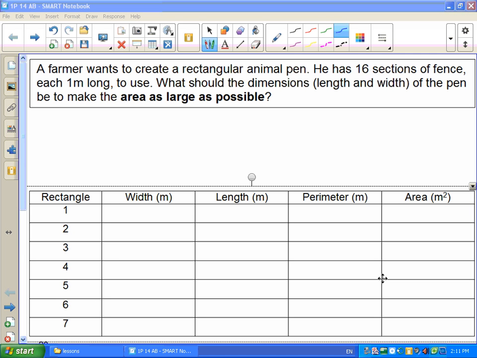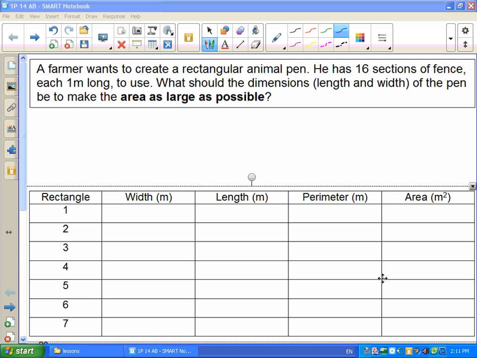This is our first example from Unit 14 here. So let's just read the situation we have here. We've got a farmer who wants to create a rectangular animal pen, and he has 16 sections of fence, each of which is 1 meter long to use. What should the dimensions be, and when they're asking for the dimensions, they're asking for the length and the width of the pen to make the area as large as possible.